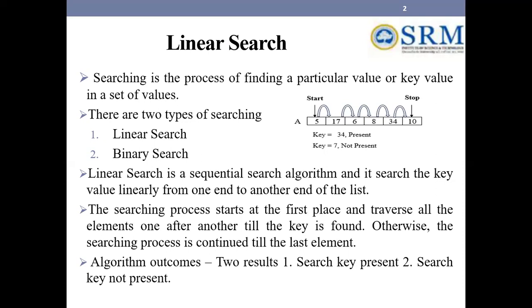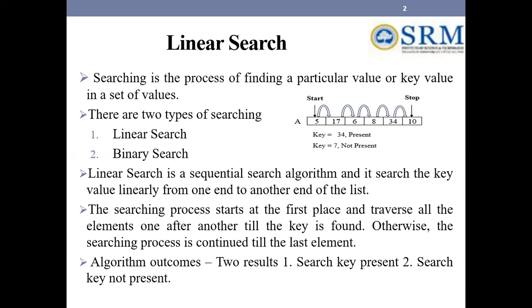Now the two values are equal. That means the search key K is present in the array. If the search key is present in the array, the algorithm displays the element is present and immediately the algorithm is terminated. See the second case, key equal to 7. It starts from the first place and compares all the elements one by one till the last. Key 7 is not present in the array. So in that case, it displays the element is not present. So there are two cases, the value is present or not present.